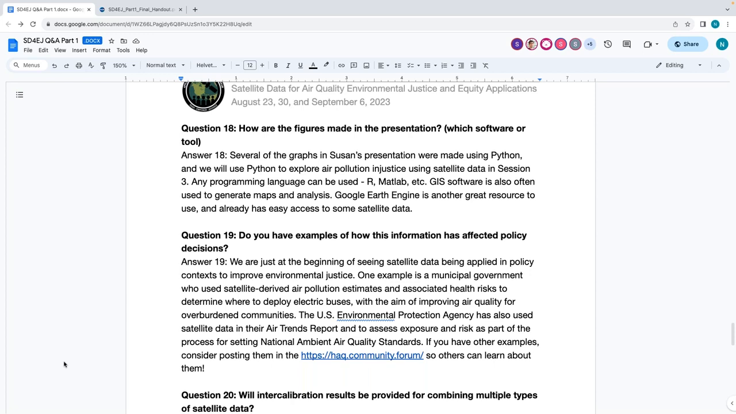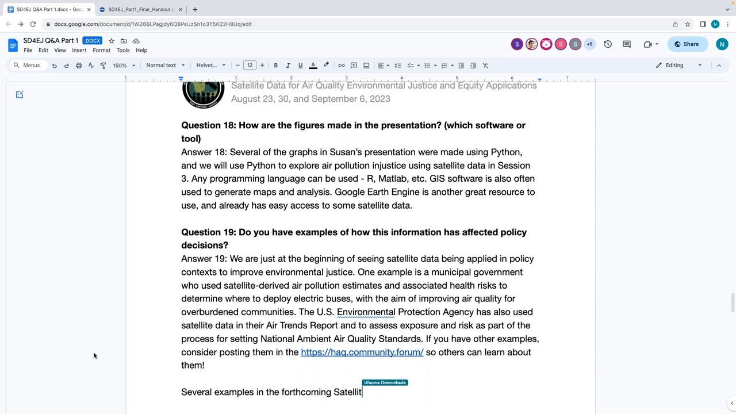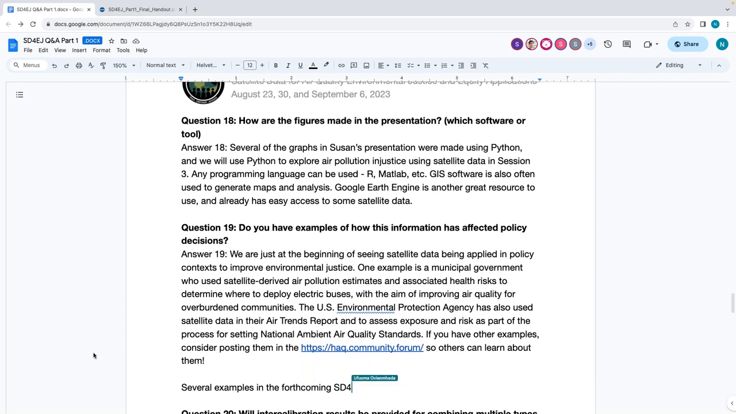I really think that we're just at the beginning of seeing satellite data being applied in policy context. So the examples will continue to build, hopefully through all the great work that you all on this training will go forward and do. But one example is a municipal government in the United States who used satellite-derived air pollution estimates and the associated health risks to determine where to deploy electric buses in lieu of the dirty diesel buses that were driving around the city. And the aim they had was improving air quality for overburdened communities.